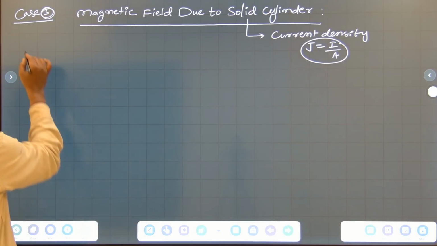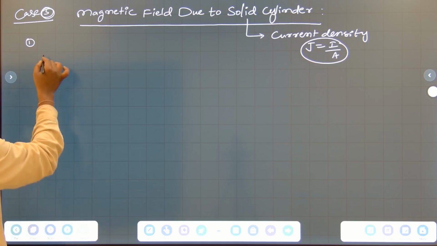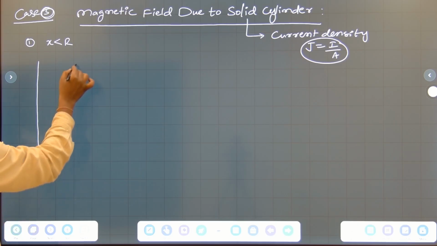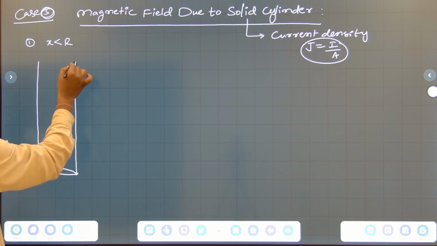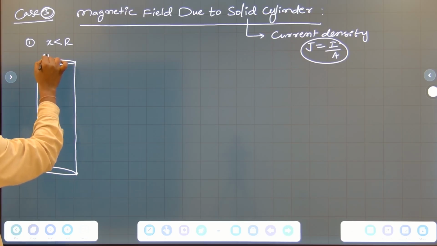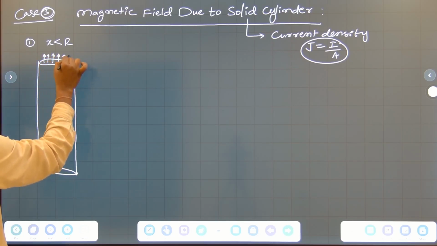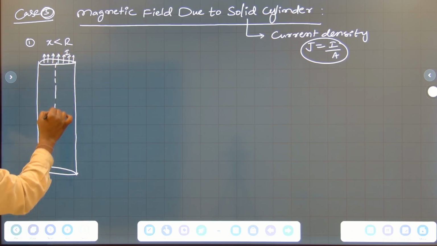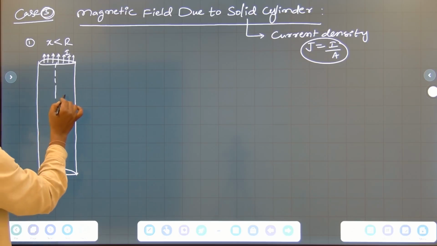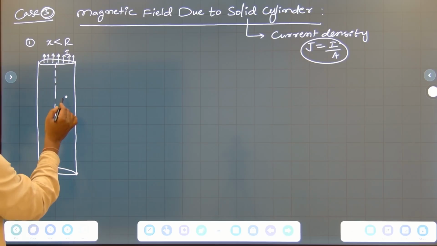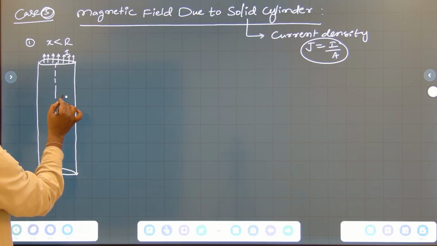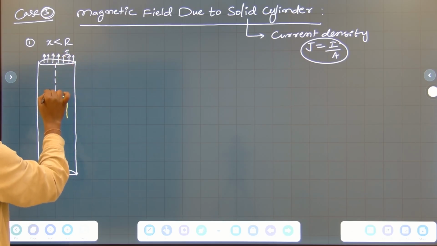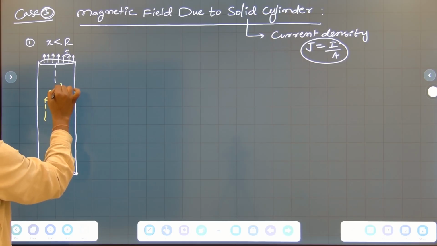So first case, again same as earlier: X is less than R, which means inside. Draw the solid cylinder. Solid cylinder means the current is passing through its entire cross-section, and we can observe this current I. Here is the axis. Now where do you want to find the field? I want to find it at this position, X is less than R. Then how should I take the Amperian surface? This current is I, so what is the current inside? Let it be I dash.